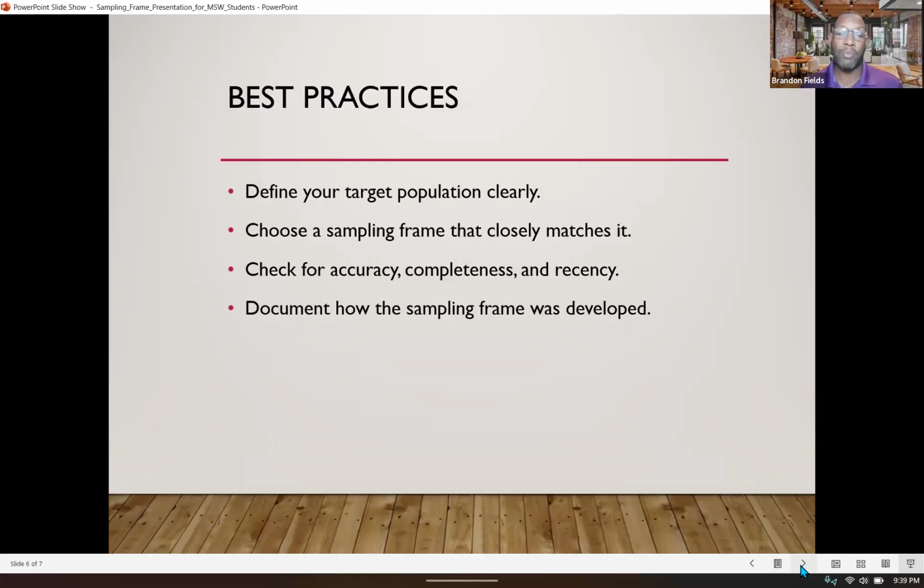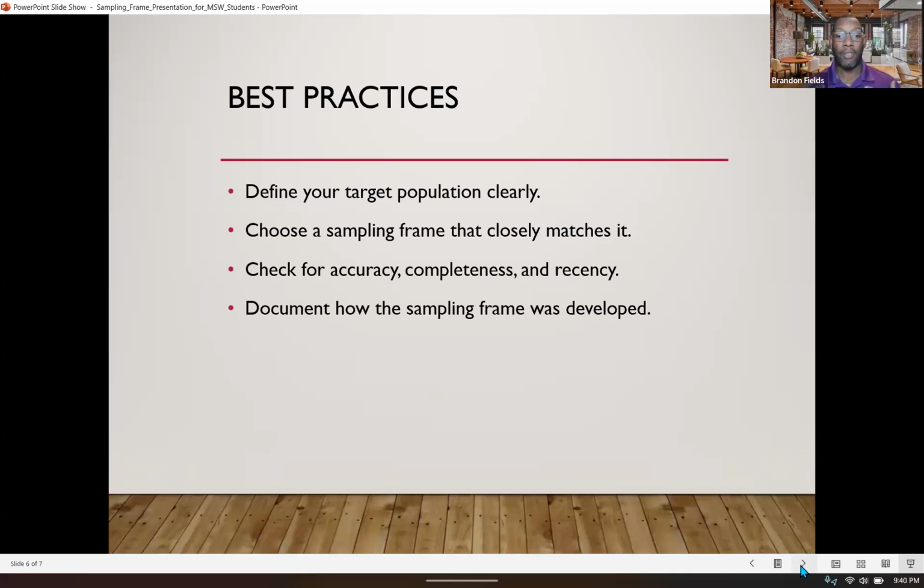But we've also got some best practices for you. Just want to recommend: define your target population clearly. That helps you to clearly understand the population you want to study in your research. Choose a sampling frame that closely matches that target population. We want to check for accuracy, completeness, and want to ensure that the list is up to date as well.